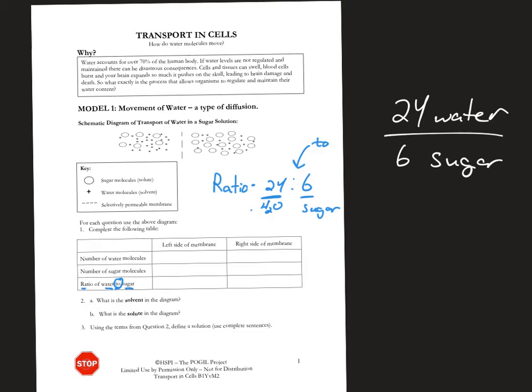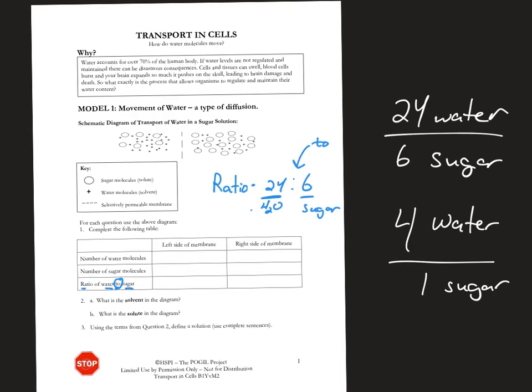Now, you could put that in decimal form. So that's 24 water for every 6 sugars. So that would be 4 water molecules for every 1 sugar molecule. And that's the advantage of using a fraction, because then you can simplify. 6 divided by 6 is 1. 24 divided by 6 is 4. So 4 water molecules for every sugar molecule.